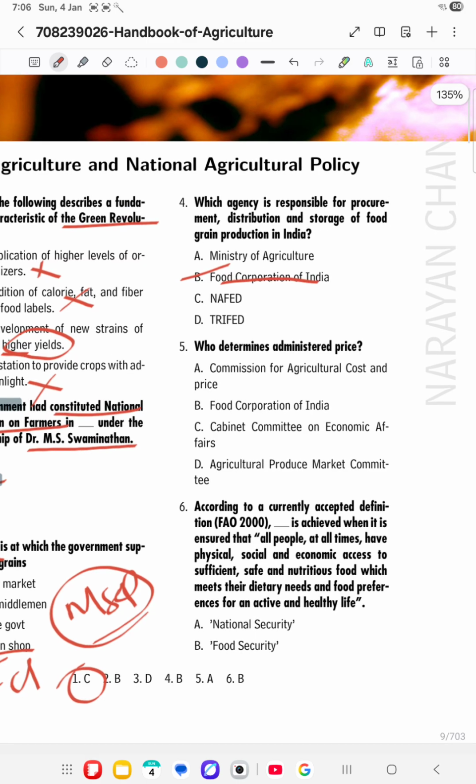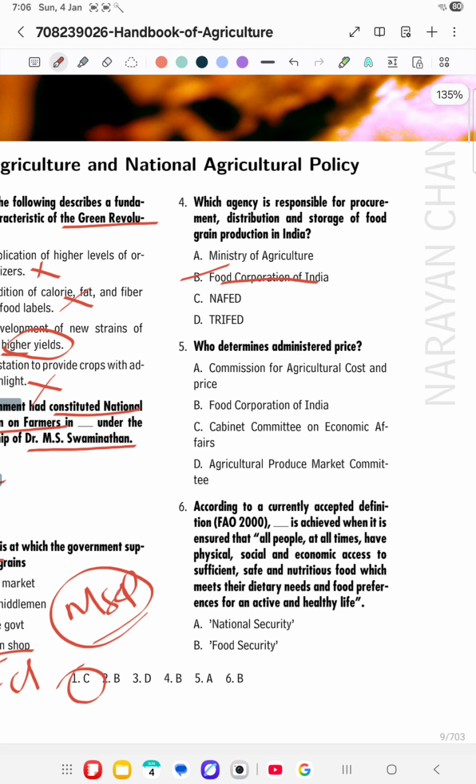Who determines the administered price? Commission for Agricultural Costs and Prices, CACP. It fixes MSP. Food Corporation of India? No. Cabinet Committee on Economic Affairs? Agricultural Produce Market Committee, APMC? No. Cabinet Committee on, okay, this fixes the Fair and Remunerative Price, FRP. The Commission for Agricultural Costs and Prices fixes MSP. So the answer will be A.